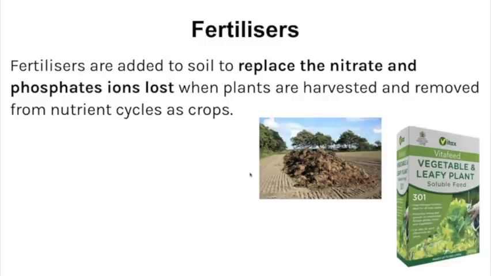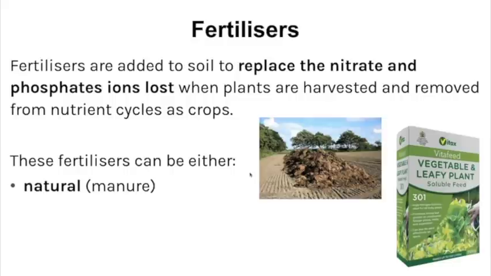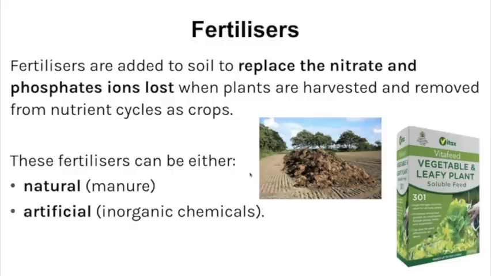And if you continue to do that, eventually you'll have plants and soil which are mineral deficient. So you have to add either natural or artificial fertilizers to replace the minerals and the nutrients that are being removed when you harvest crops. So natural fertilizer would be animal manure. Artificial is soluble chemicals which contain exactly the proportion and quantities of the mineral ions required.